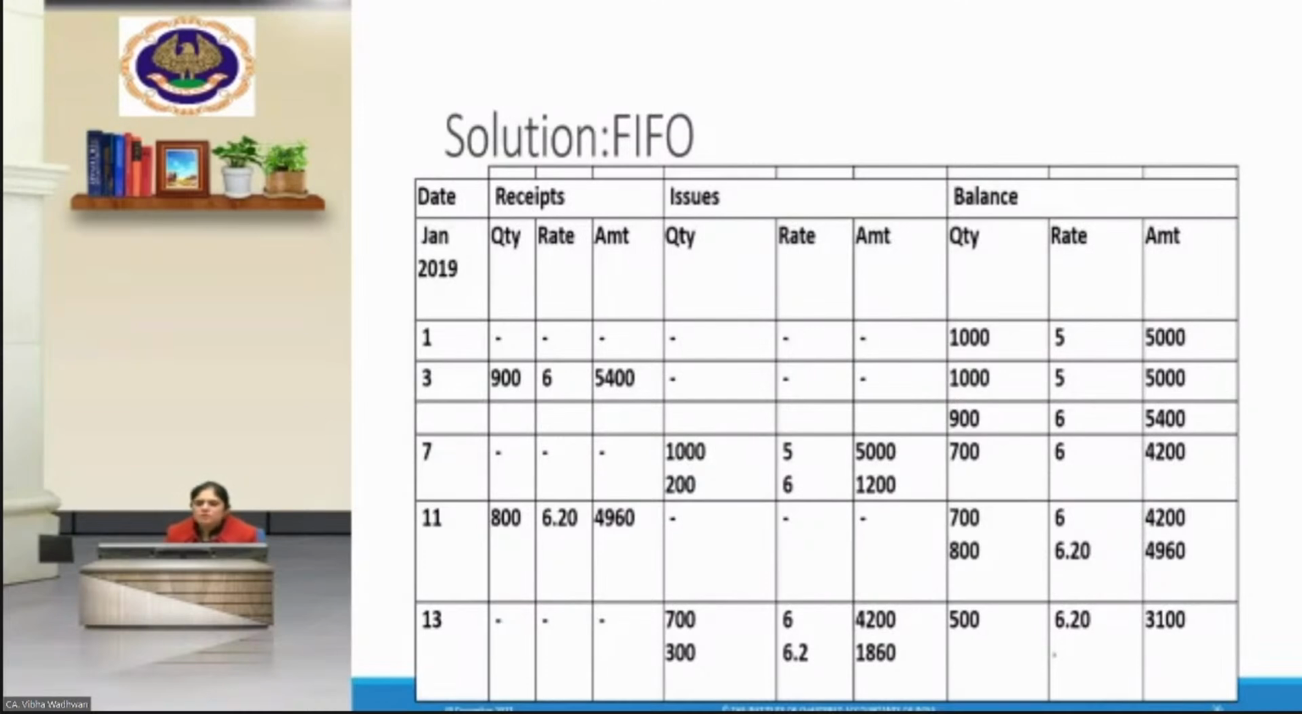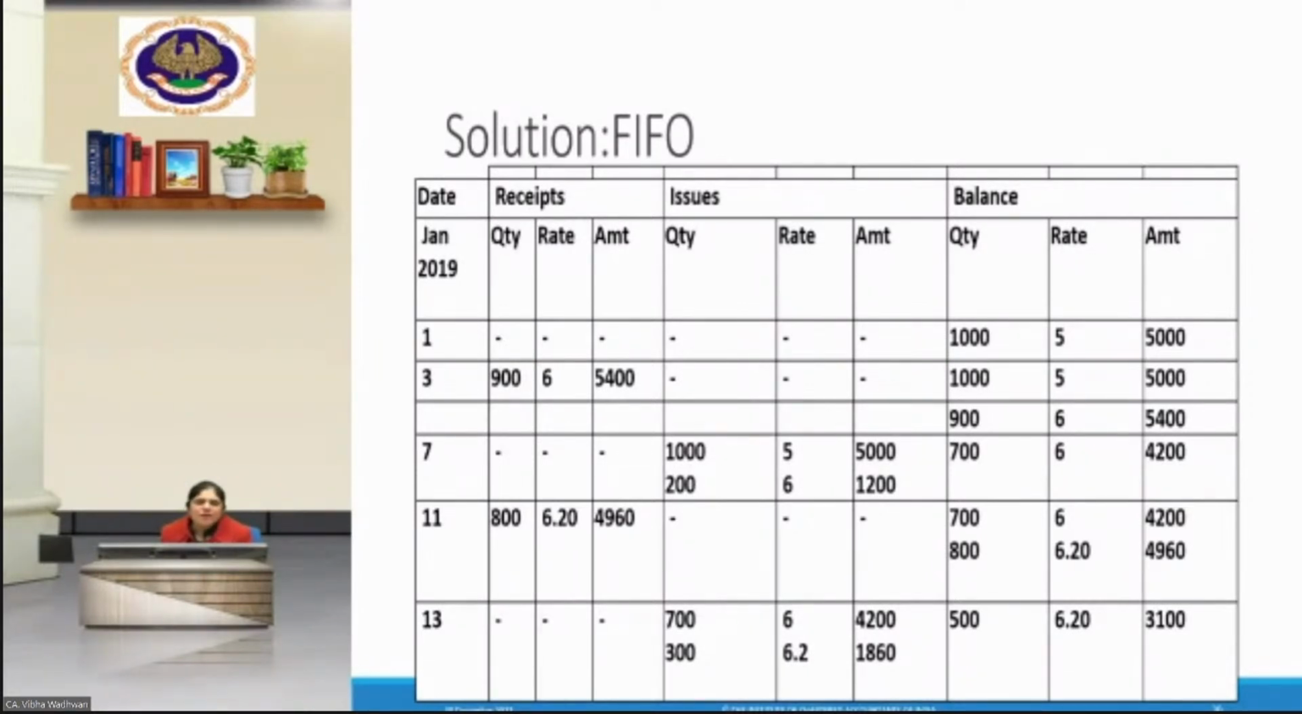This is basically the solution you can understand here. We make these main 4 columns. The first is the date, then the receipt. Receipt means the purchases we must have made. The issues column is for production. Issue means we have issued the material for production, and the balance is the material we are left with. Balance will always tell us how much inventory I have in stock, the quantity and also the value.